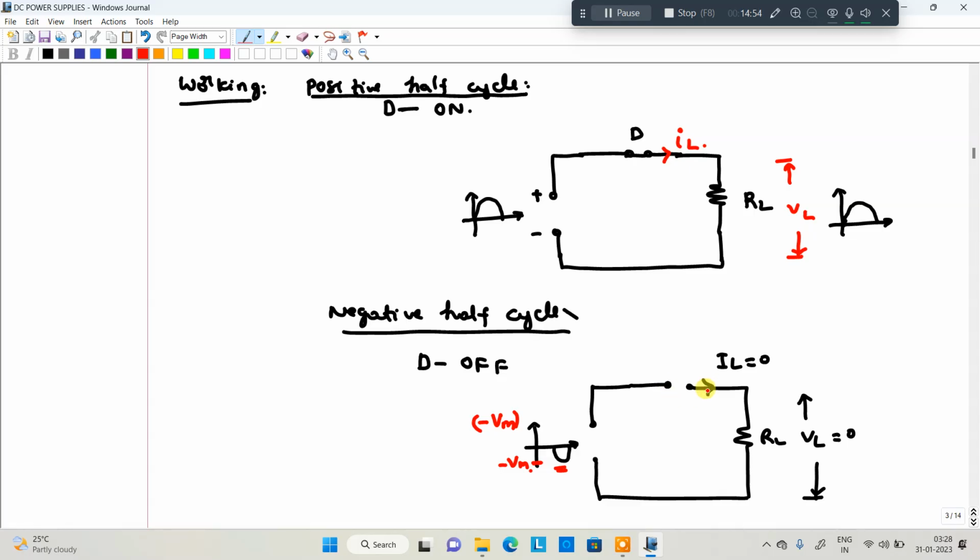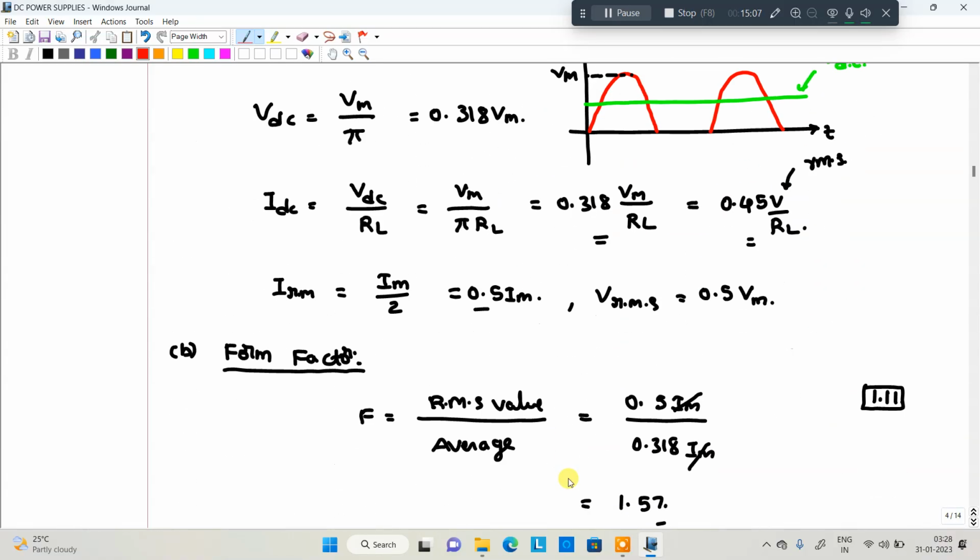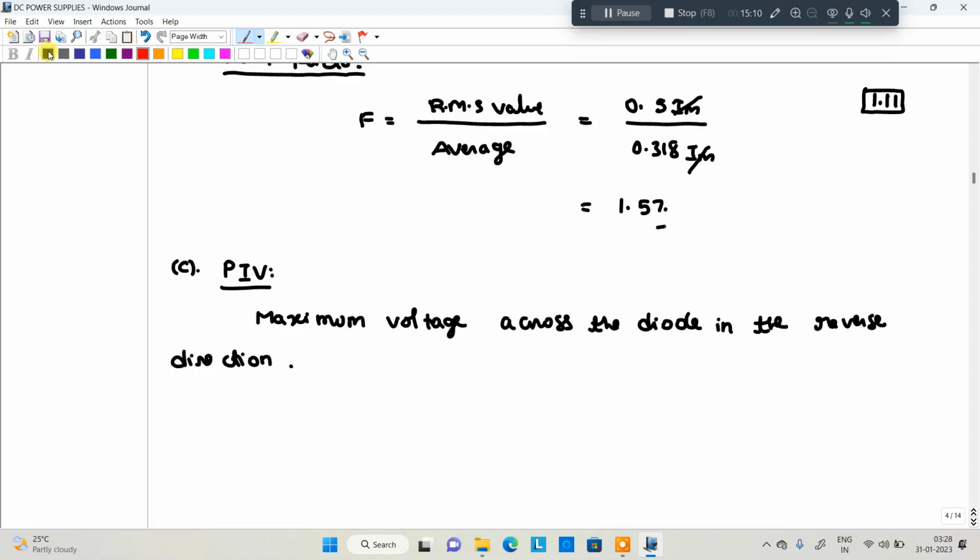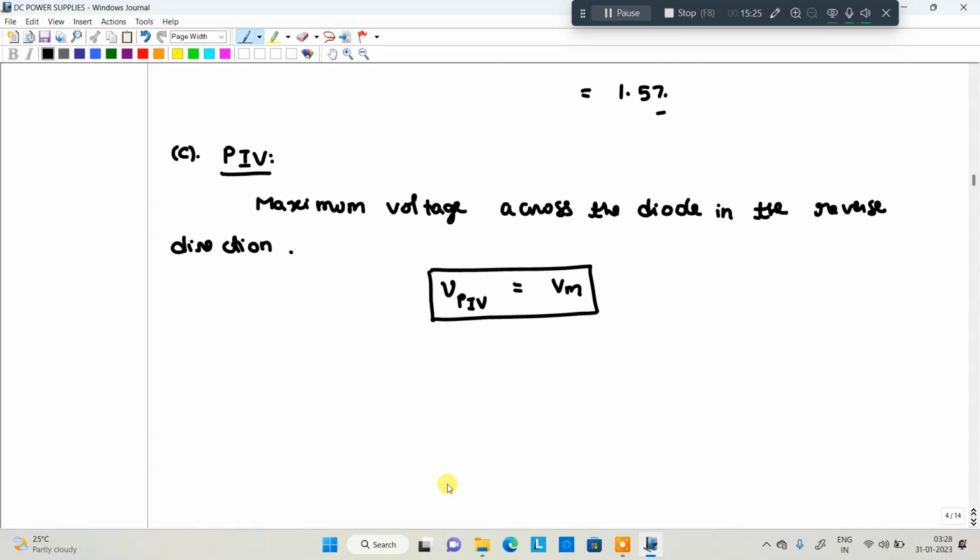Now whenever it is open circuited, the current is equal to 0, of course. But voltage is present, and that voltage is negative Vm. Got my point? What is the peak inverse voltage now? The peak inverse voltage will be Vm. So the peak inverse voltage in the half-wave rectifier, VPIV, is equal to Vm. That is the peak inverse voltage. Okay, that is also an important point.